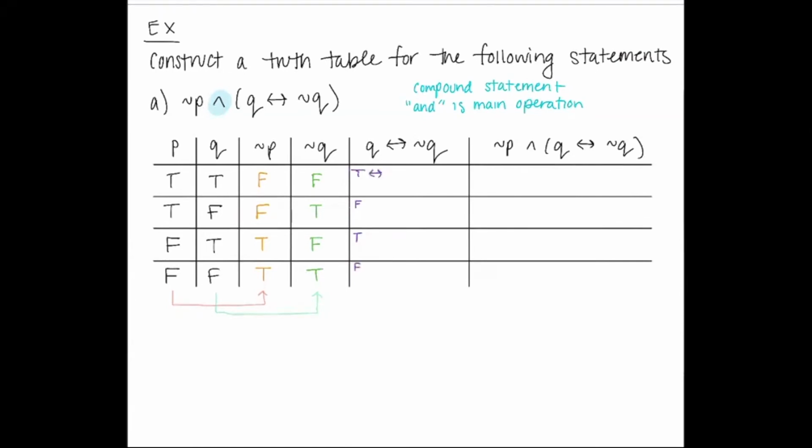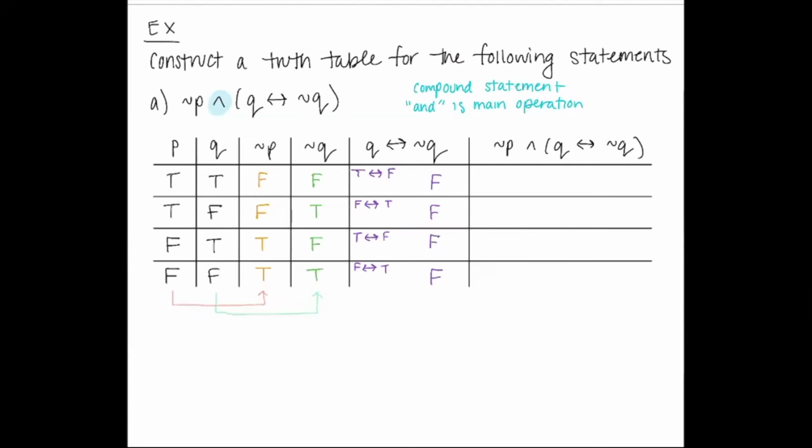We're doing our biconditional. And then not Q is false, true, false, true. Okay. So these never match. So this biconditional is always going to be false. Okay.